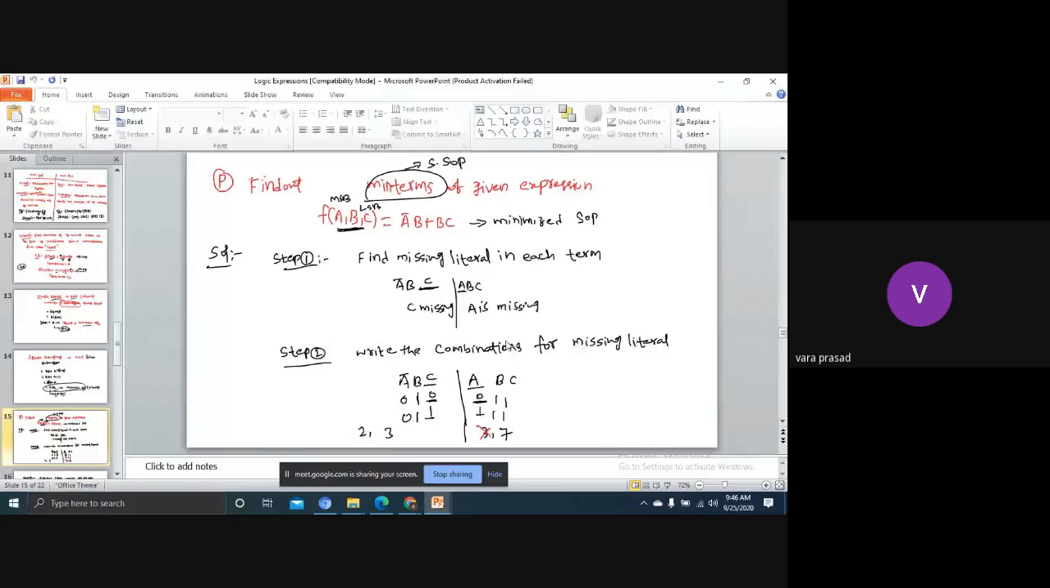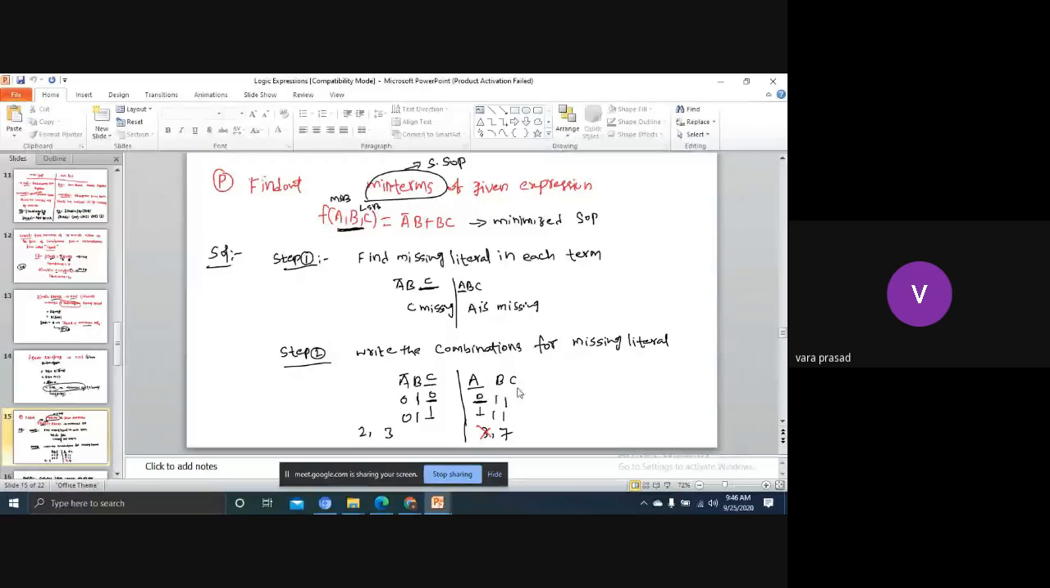Now write the combinations for the missing literals, and please keep in mind, we have to write the combinations in the order they gave: A, B, C. We need to write in this way only. In the term A bar B, C is missing. C is the LSB, so A bar B dash. Here in BC, A is missing, so you need to write dash B, C.